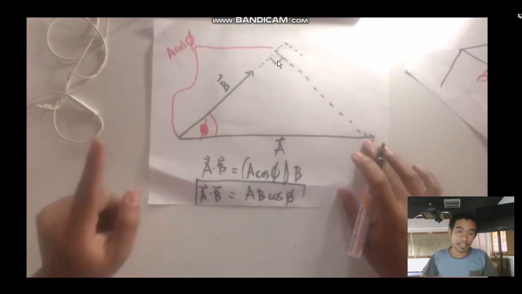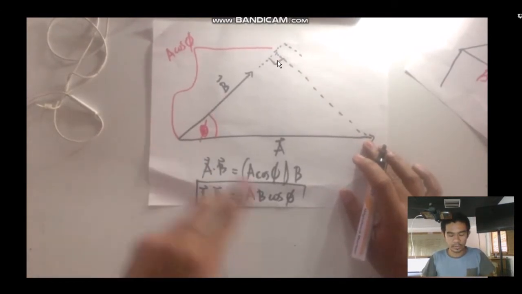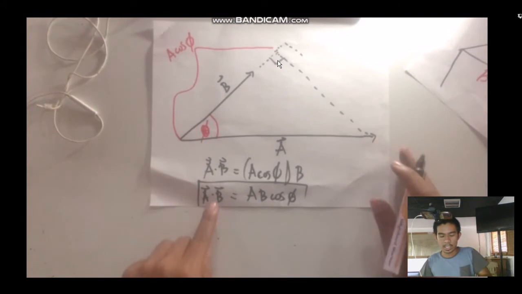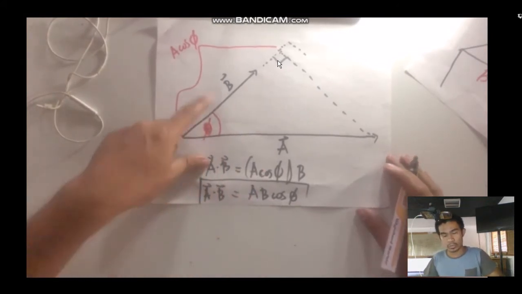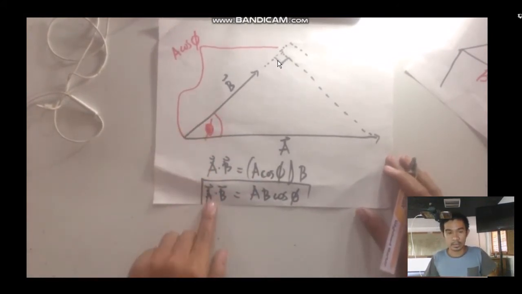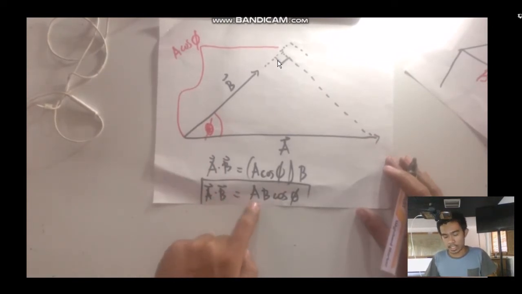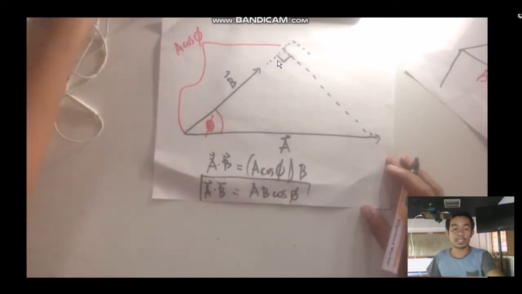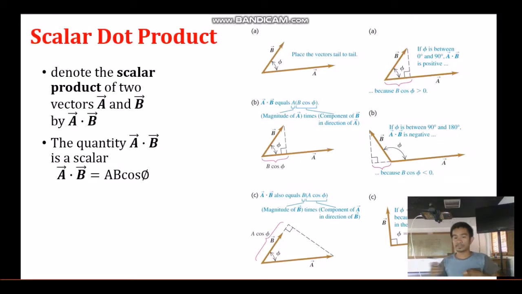So again, we define the scalar dot product: given two vectors, vector A and vector B, and the angle between them is phi, then vector A dot vector B equals the magnitude of A times the magnitude of B cosine phi. Since the scalar dot product of two vectors is a scalar, the product can be positive, can be negative, or can be zero.